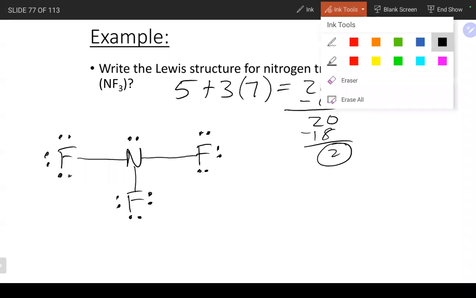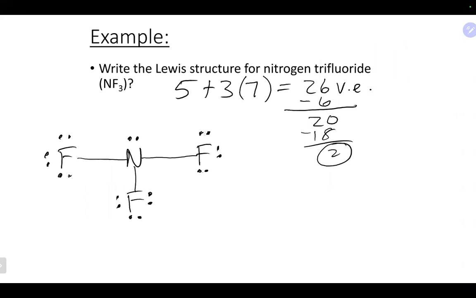And here we go. We have 2, 4, 6, 8 electrons. All the fluorines are exactly the same, so they all have 8. Nitrogen, 2, 4, 6, and 8. So everybody's good. Everybody's got 8 electrons. That would be the proper Lewis structure for NF3.